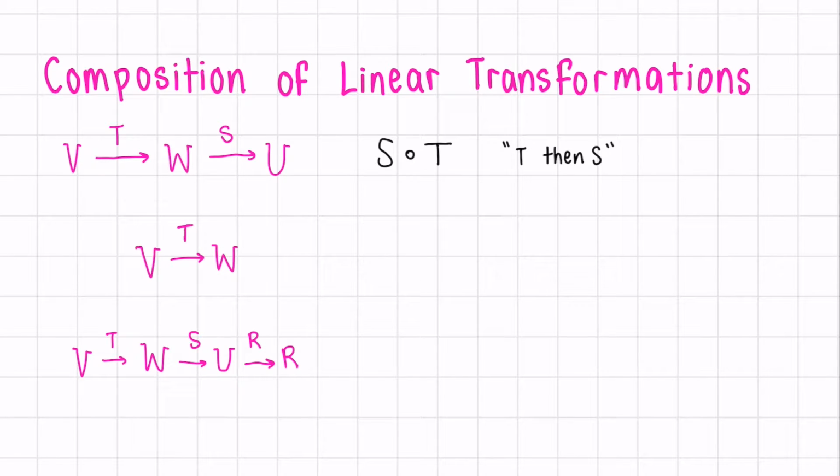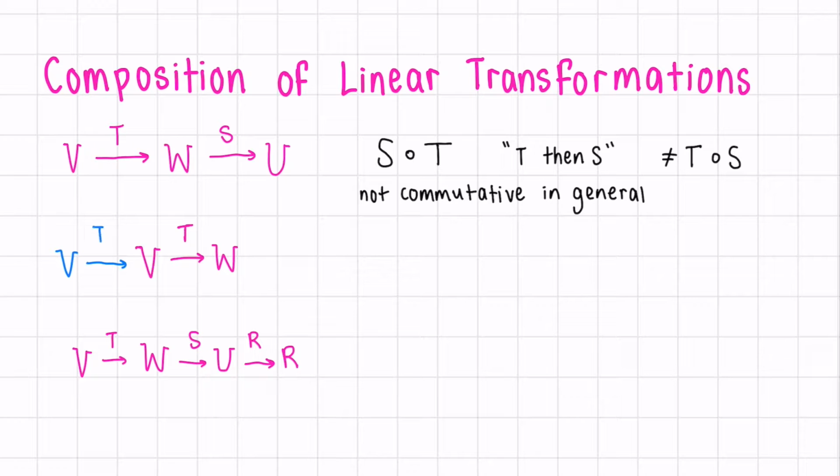In general, composition is not commutative. This would not typically be equivalent to first applying S, then T. We also have identity transformations. So if we start in V, we apply the identity transformation of V, and then we apply T. We will write that as T circ I_V, and this would be equivalent to just applying the transformation.